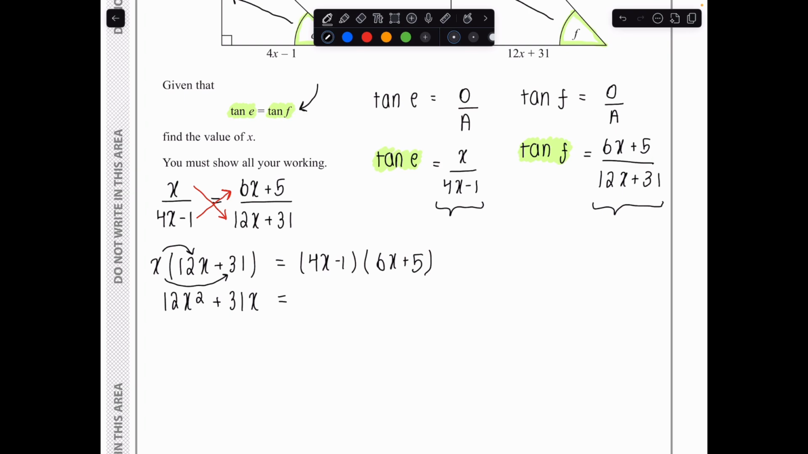Now the right-hand side, we've got a pair or a set of double brackets. So here, let's first times 4x and 6x together. So we get 24x squared. Then we have 4x times by 5. So we get positive 20x. Then we move on to the negative 1 now. So negative 1 times by 6 is negative 6x. And negative 1 times by 5 is negative 5.